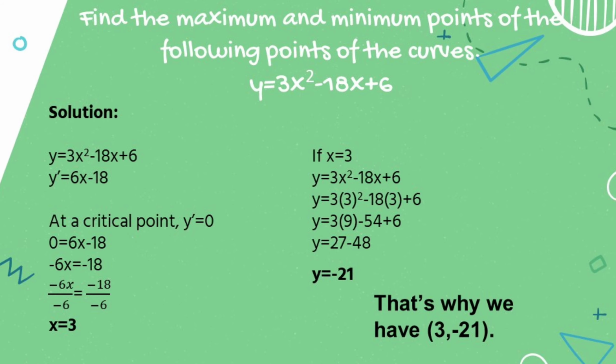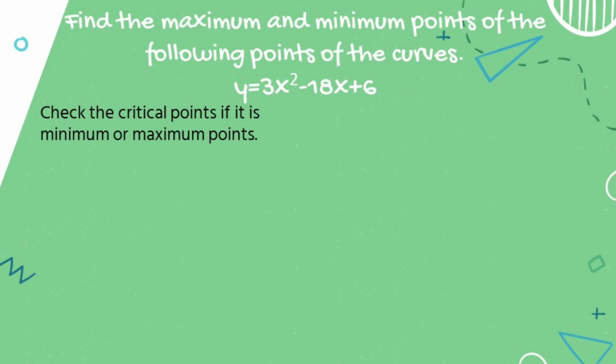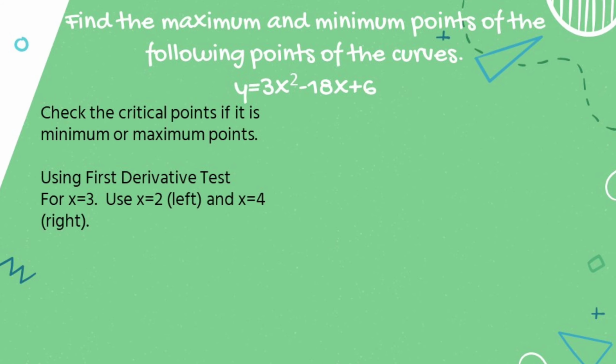So now let's check the critical point, whether it is a minimum or maximum point. Using the first derivative test, let's get the values to the left and right of x, which is 3. Let's use x equals 2 for the left side and x equals 4 for the right side. Let's use first x equals 2. Let's substitute the x in the first derivative, which is y prime equals 6x minus 18.